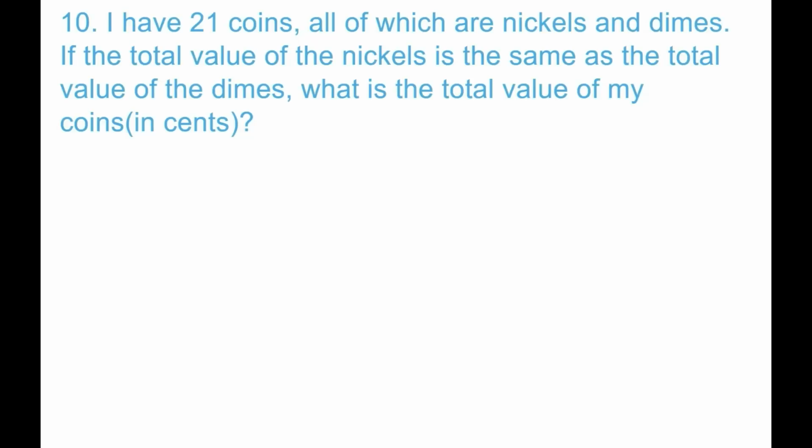The correct answer is 140 cents, because there are 7 dimes and 14 nickels. Let's move on to problem number 11. How many 2-digit numbers with x in the tens column and y in the unit column have the property (x minus 3) squared plus (y minus 2) squared is equal to 0?